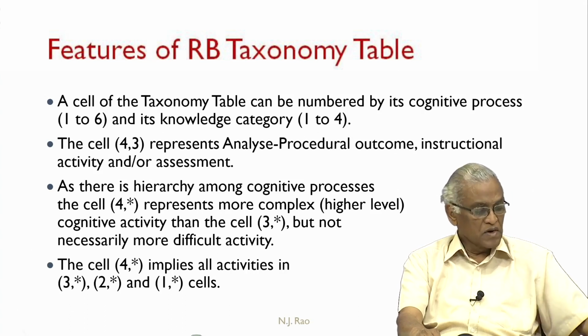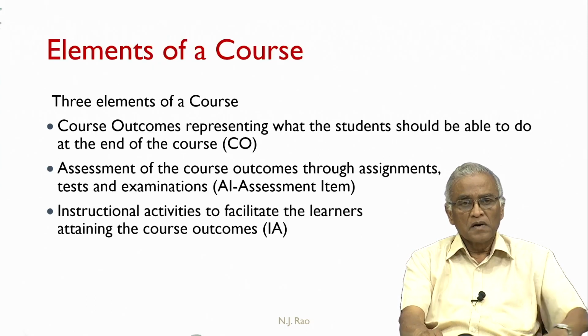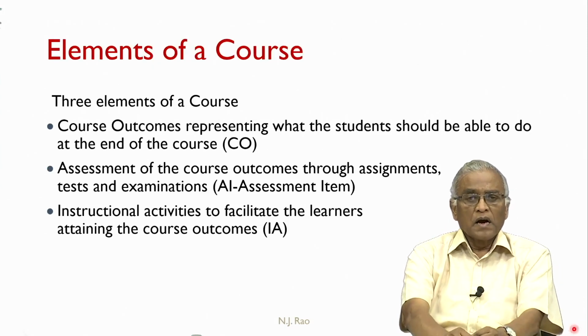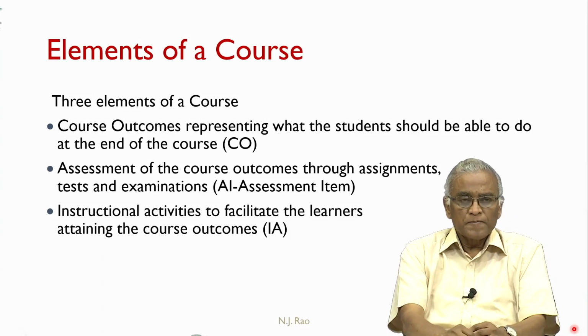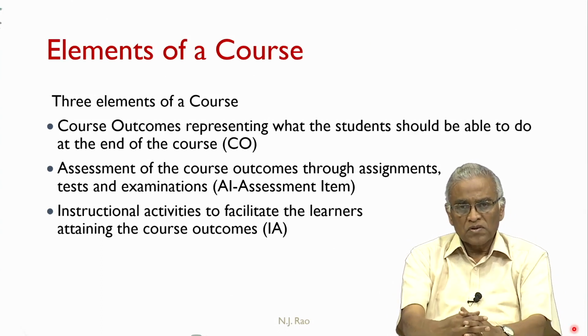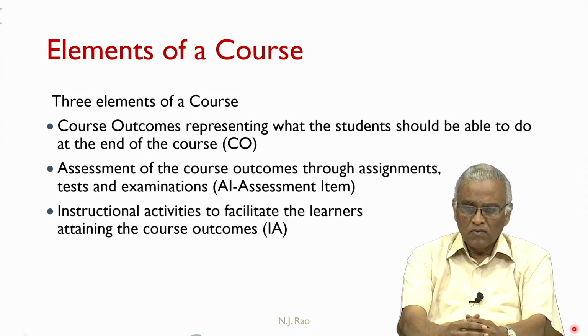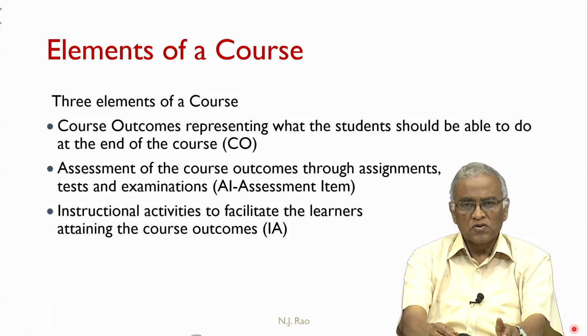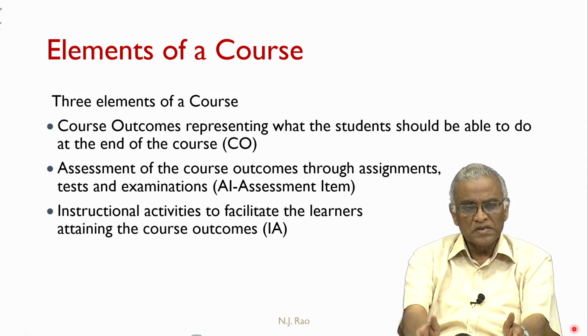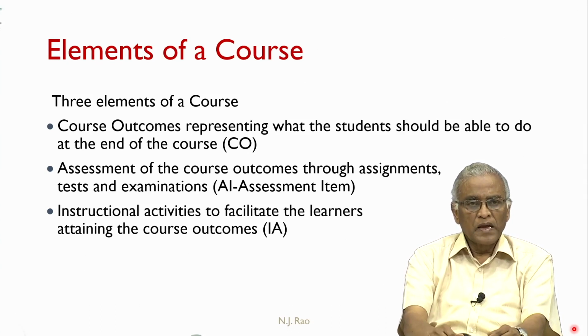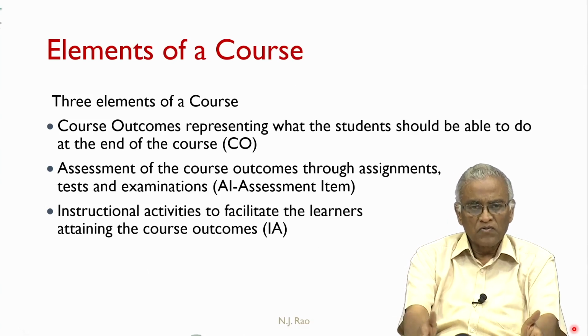Let us take a look at this detail with respect to the table. And here once again there are 3 elements of a course which we have mentioned earlier. So, course outcomes representing what the student should be able to do at the end of the course, that we call CO. We will come to COs in detail in the next unit. Assessment of the course outcomes through assignments, tests and examinations, right. This is what we normally do, how do we assess?